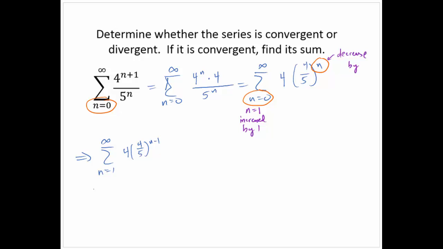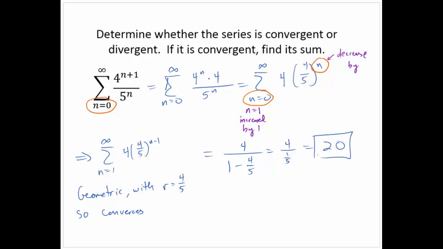And so here what I see, this is now geometric with r equal to 4/5, so it is converging. And in fact, the series is equal to 4 over 1 minus 4/5, and so that would be 4 over 1/5, which would be 20. The series converges to exactly 20.